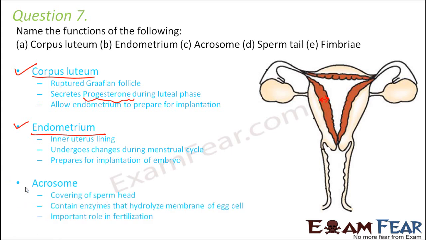Next is acrosome. Acrosome is nothing but the sperm head covering. The head of the sperm is covered by a crab-like structure called acrosome, and acrosome contains enzymes which are very good in hydrolyzing the membrane of the egg cell. Since it is able to hydrolyze the membrane, it becomes very easy for the sperm to enter or to penetrate inside the egg cell, and that is how it helps in the process of fertilization.